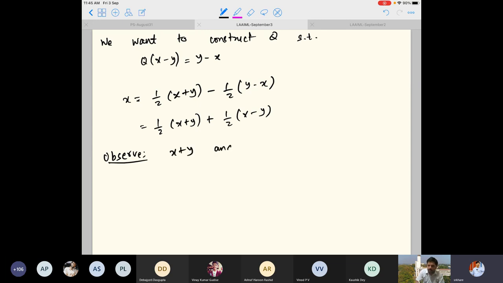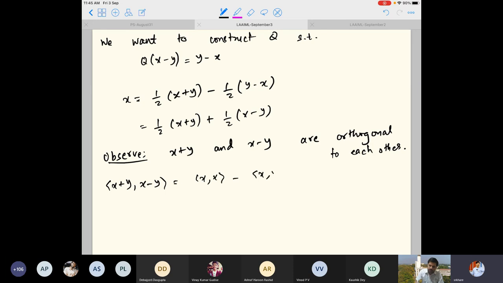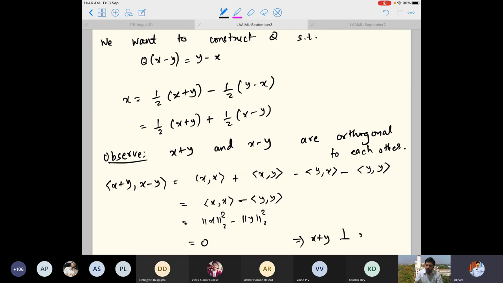Observe that x plus y and x minus y are orthogonal to each other. You can very easily prove it. You really don't need to do this, but I will just do it once. If you expand the inner product, with a negative sign for one term and a positive sign for the other, this basically gives you the inner product of x with x minus the inner product of y with y, which is nothing but norm x squared minus norm y squared, which is equal to 0. So x plus y is perpendicular to x minus y, and half of x plus y is perpendicular to half of x minus y.